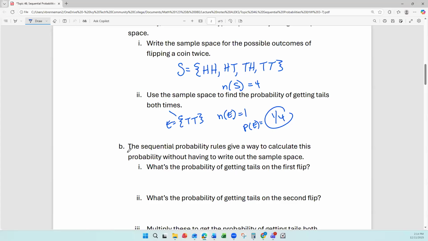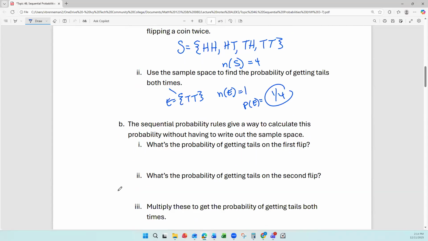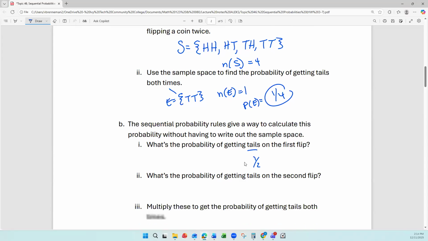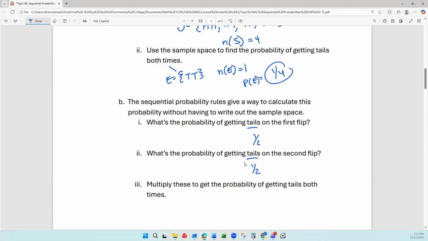Now I can also calculate this as a sequence of steps. So I don't have to write out the sample space and figure out which elements, I don't have to count how many there are in the combined. I just have to look at each step. So flipping a coin 1 time, tails is 1 out of the 2. Flipping a coin 2nd time, tails is still 1 out of the 2. So for the combination of those, for the sequence, multiply 1/2 times 1/2 equals 1/4.